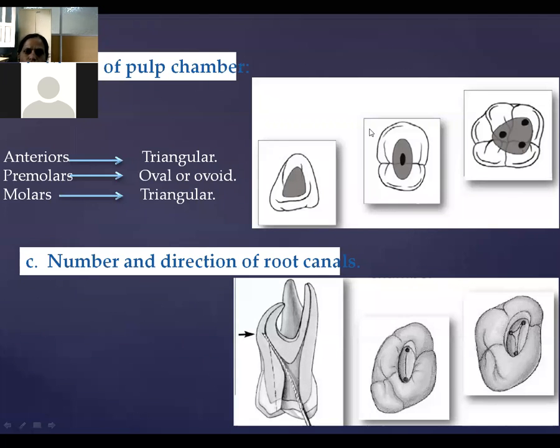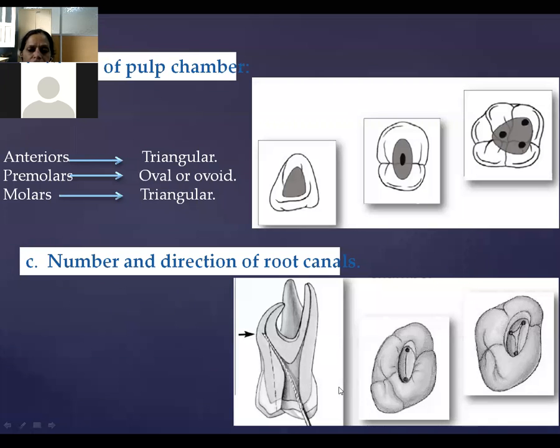If you take a cross section of a premolar at the CEJ or at the floor of the pulp chamber, then you will see the access cavity will have an oval shape. It will be oval or ovoid. Ovoid means like an oval. So the shape of the access cavity in the premolar will be oval. The shape of the access cavity in a molar will be triangular. Am I clear? Then, number and direction of root canals.